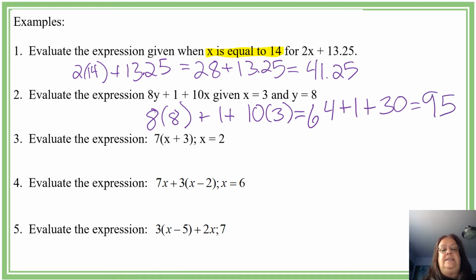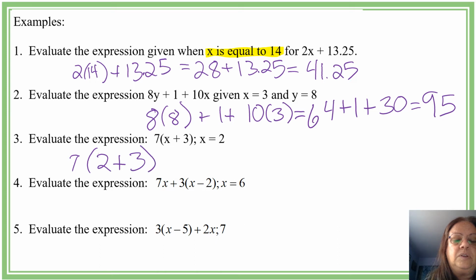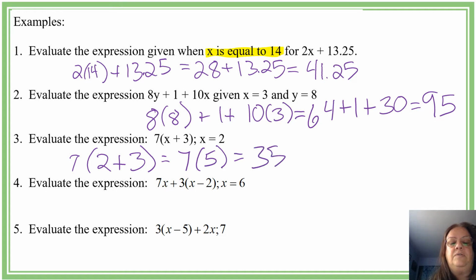All right, evaluate this expression, 7 times x plus 3, when x is 2. We're going to have to use our order of operations because we have to make sure that we do the parentheses first. I apologize, I need to plug in what my x is. Okay, so x is 2. Well, 2 plus 3 is 5. 7 times 5 is 35.